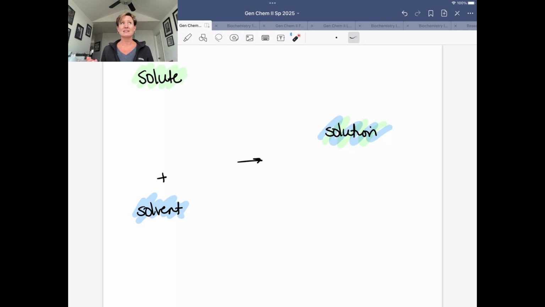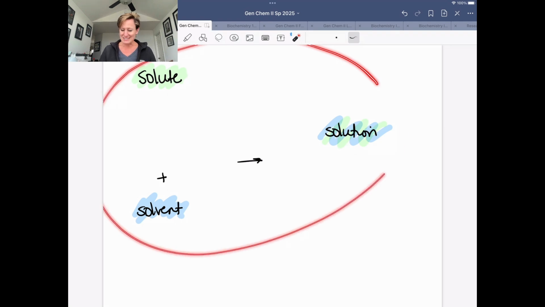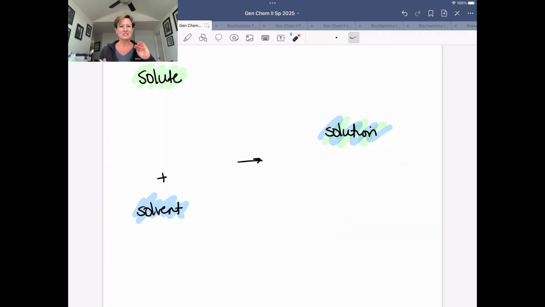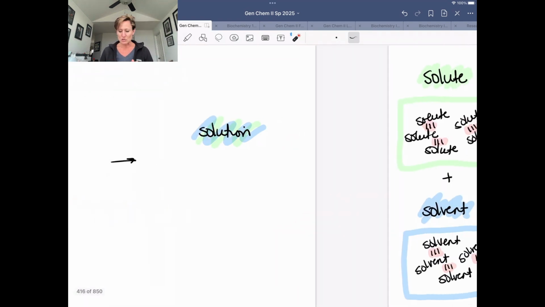A solute that is a covalent compound that dissolves but does not dissociate is something like table sugar, which is sucrose. If you look at its molecular formula, you'll see that it is not going to break apart into ions in solution, and we call that a non-electrolyte. So very simply, and we're going to see this throughout this learning unit, solute plus solvent gives us a solution.